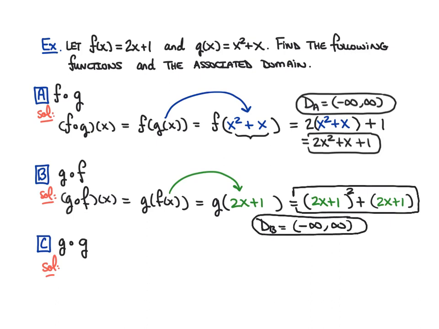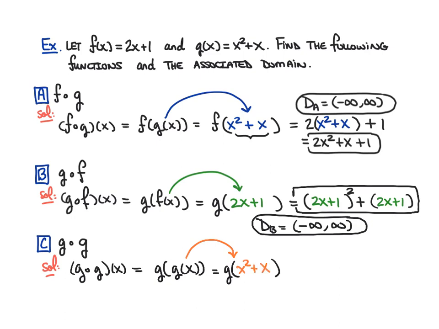And finally, g of g. So if you have g of x, we're going to rewrite this notationally as g of g of x, and instead of the inner g of x, you can replace that with what it is. So g of x is x squared plus x.